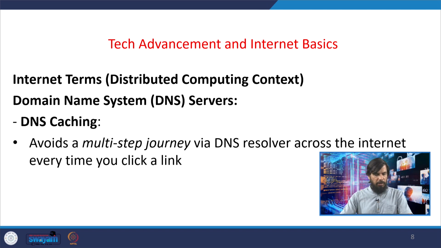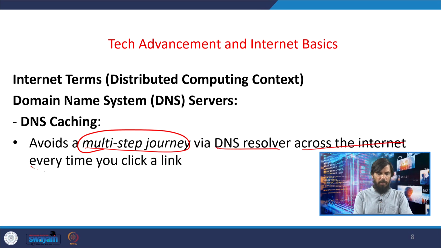Now, DNS caching avoids a multi-step journey via the DNS resolver across the internet every time you click a link. So, for a given link, because it was already resolved in previous iterations, DNS caching will have that. So, therefore, that multi-step journey can be avoided because of the DNS caching mechanism.